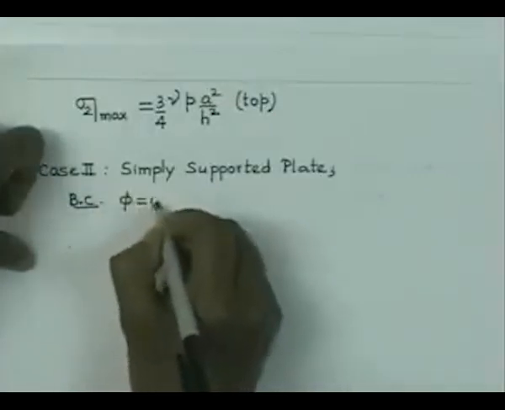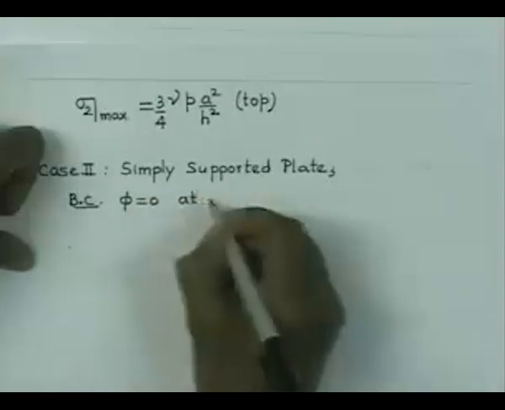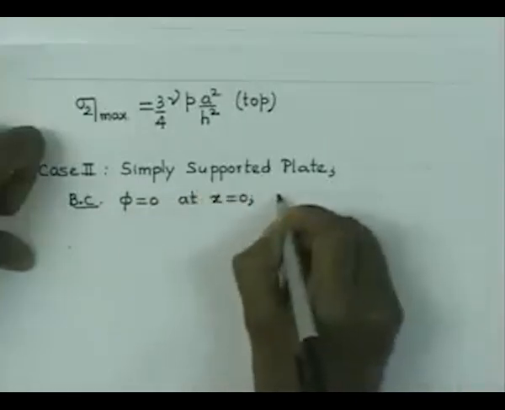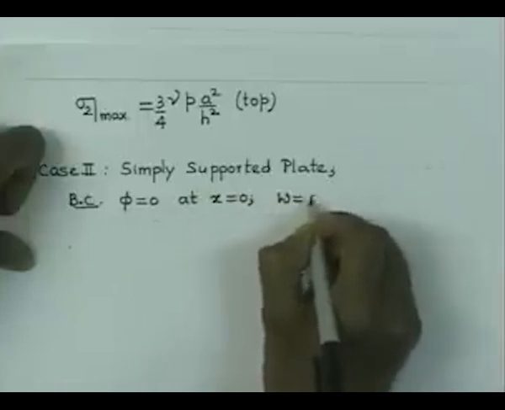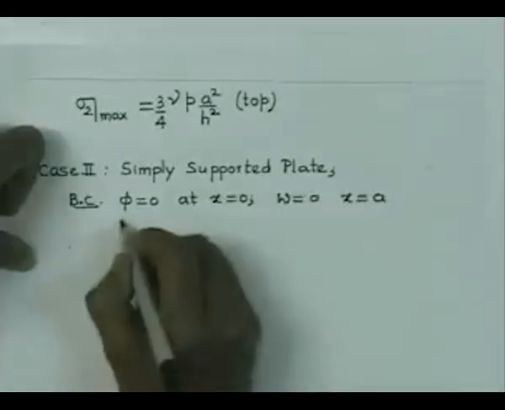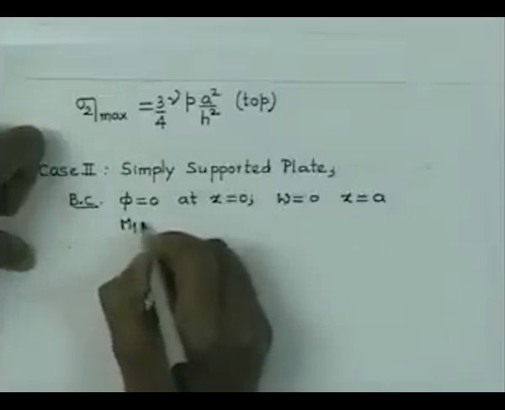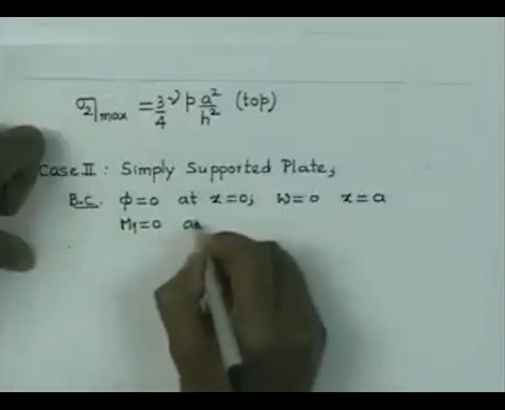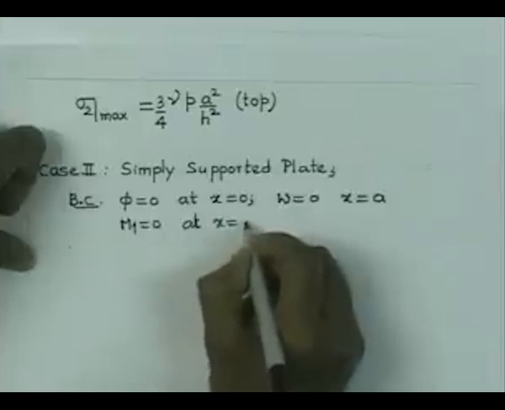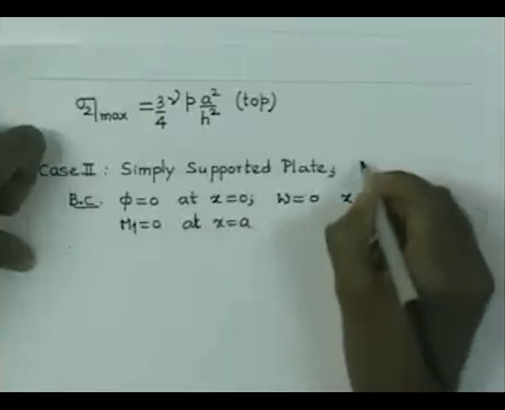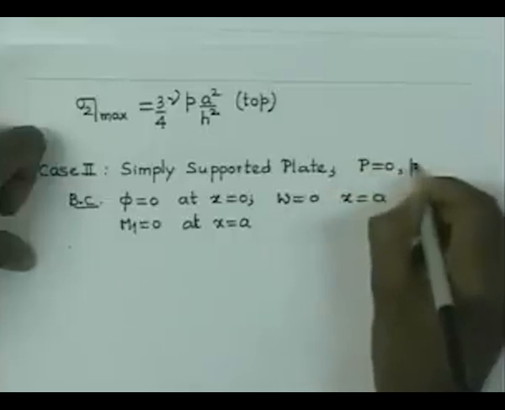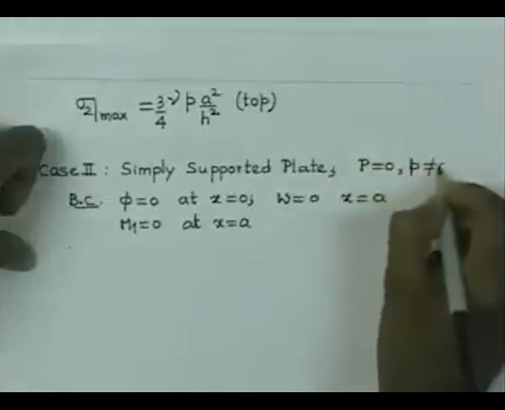Phi equal to 0 at x is equal to 0, then W equal to 0 at x is equal to a, and bending moment, bending moment of course m1, equal to 0 at x is equal to a, and our case is capital P is 0 and small p is not equal to 0.